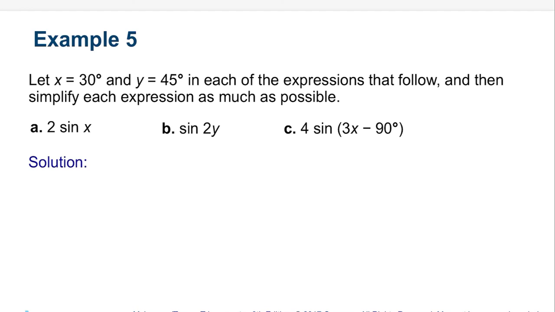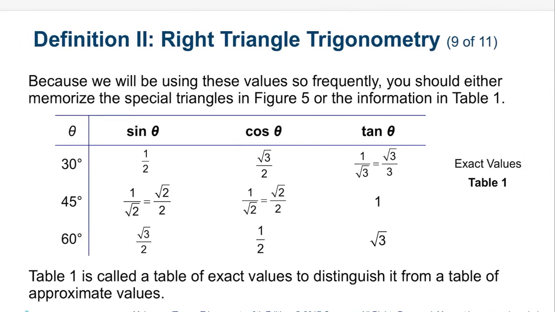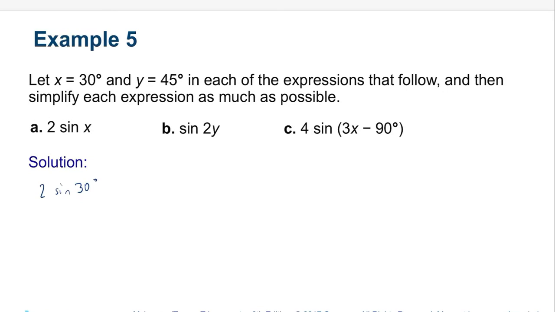All right, here they want us to substitute 30 in for x, so let's do that. So you have 2 sine of 30 degrees. Well, we know that sine of 30 is 1/2, so now we have 2 times 1/2, which is 1.